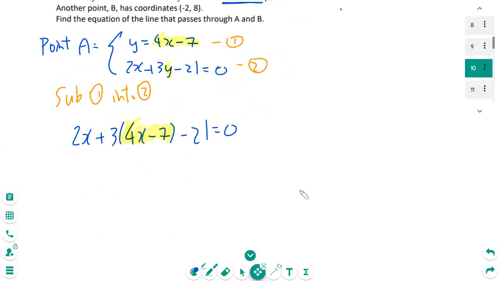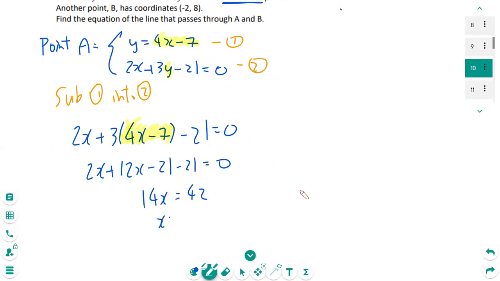And then we expand the bracket and solve for x. So 2x plus 12x minus 21 equals 0. So 14x equals 42, x equals 3. So when x equals 3, sub into equation 1. So y equals 4 times 3 minus 7, which is 5. So therefore, we now know A equals (3, 5).